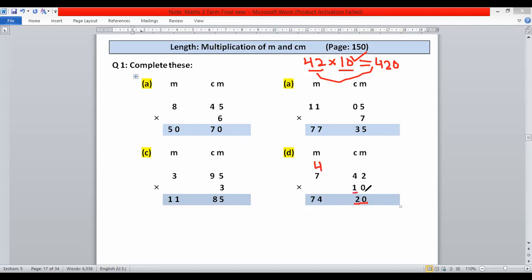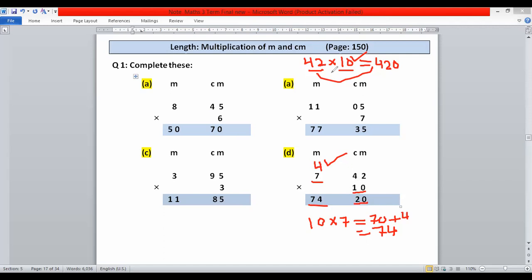After that multiply 10 by 7. 10 sevens are 70. 10 multiplied by 7, that is equal to 70. And then add these 4, because here we have 4 meters. 70 meter plus 4 meter, that is equal to 74. So here write 74. I am going to repeat these steps again.